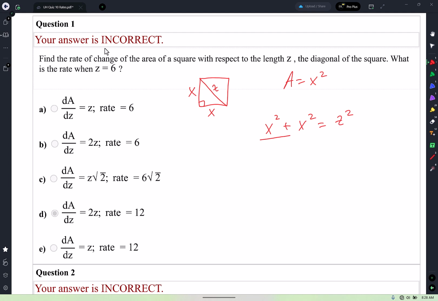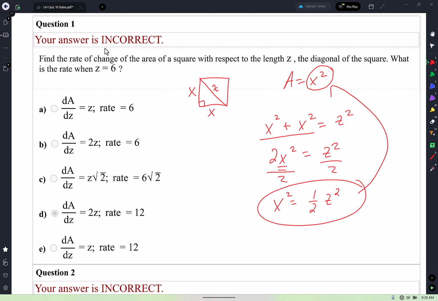And then I see that I have two of them. So I'm going to go 2x squared equals z squared. But remember, area is x squared. So you want to get x squared by itself. Divide by 2. Divide by 2. So I'm going to say that x squared is equal to 1/2 z squared. This is what I'm going to use for area. So I'm going to say area equals 1/2 z squared.